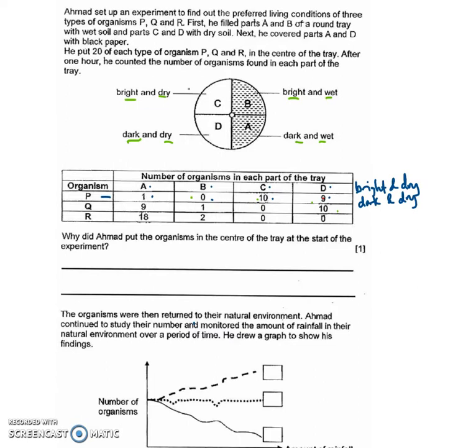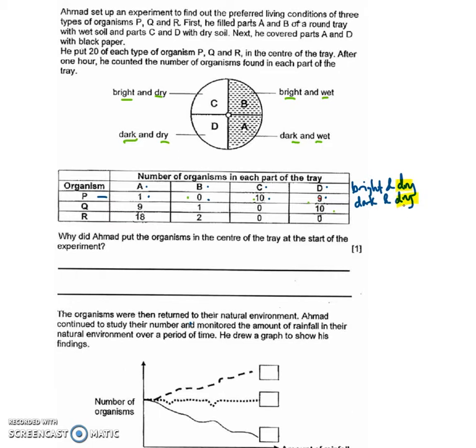Okay, so if you notice, C is actually bright and dry, and D is dark and dry. So write this down first, and then after that find out what it is that organism P really likes. So you realize that bright or dark is not really a big factor, but it prefers dry. So dry is a very big factor for organism P.